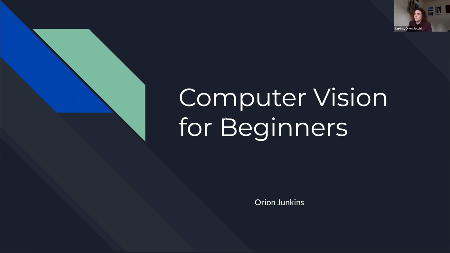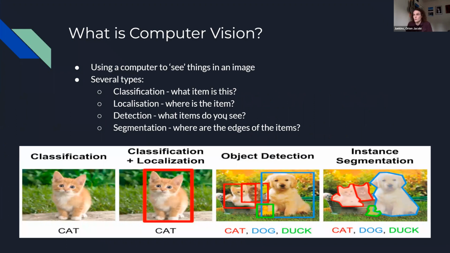So to start off, just to give a bigger definition for what computer vision actually is: it's really just using a computer to see things. I know that's really general and vague, but it really is a very general category of computer science. There's a lot of different things you might use it for.